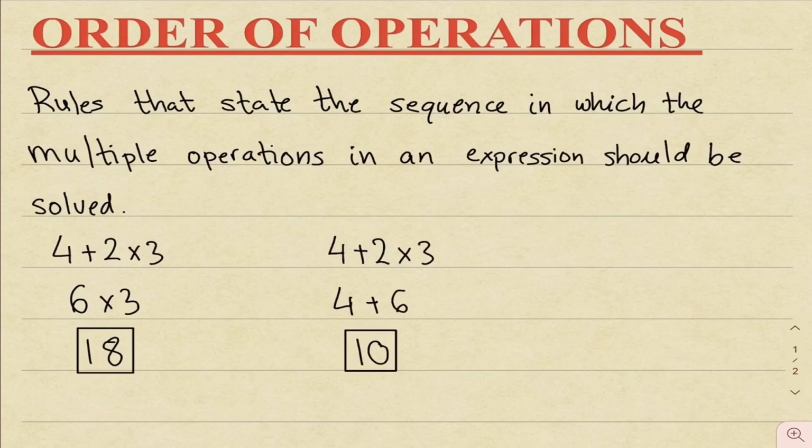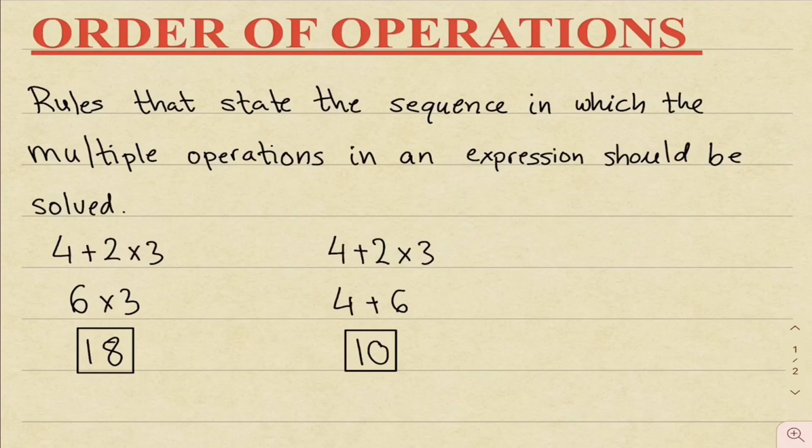So I see that I have the same example, but I have two different answers. In the first example, I added the 4 plus 2 and then I multiplied by 3, and I got 18. In the second example, I multiplied 2 times 3, which is 6, and then I added it to 4, and I got 10. How is that possible to have the same example and have two different answers? Something is not right. That's why we need order of operations.